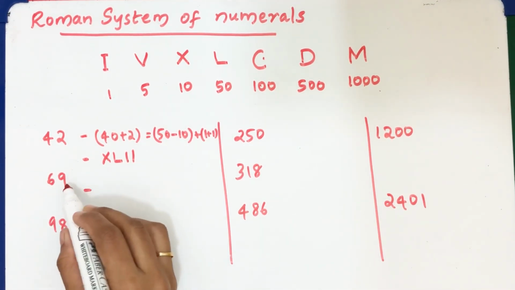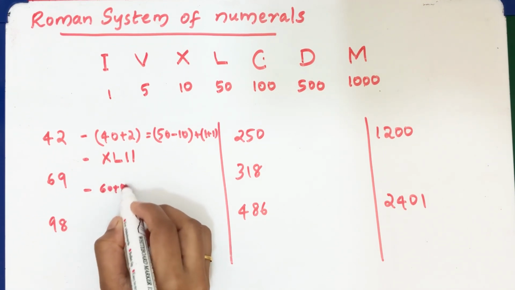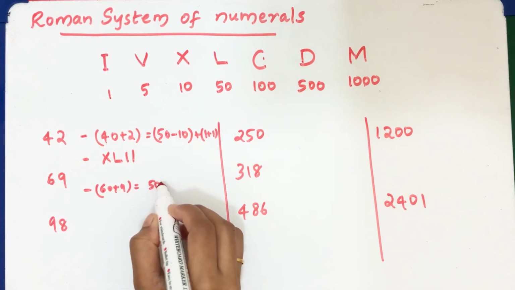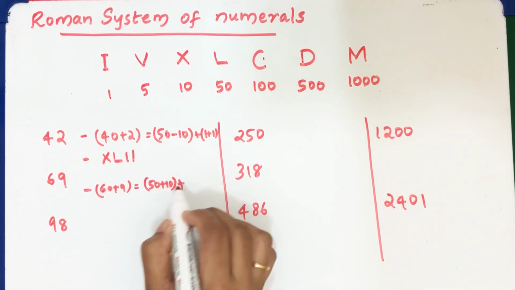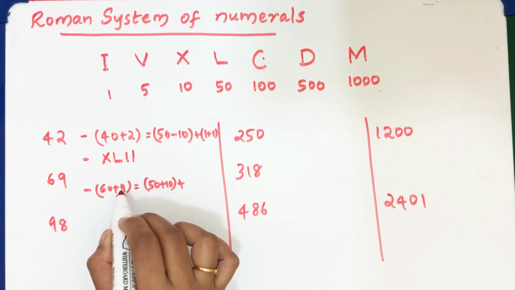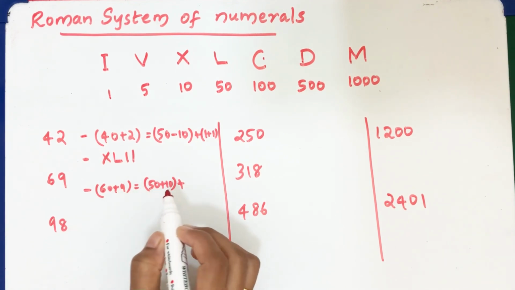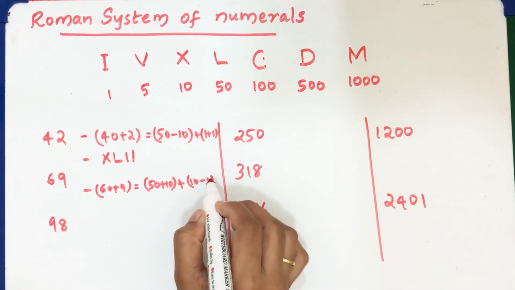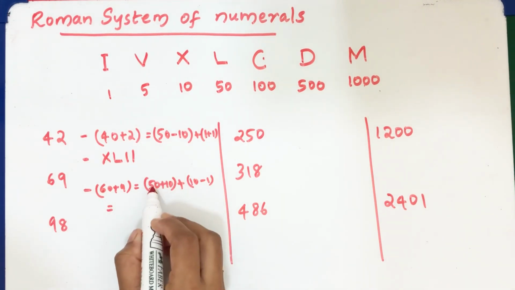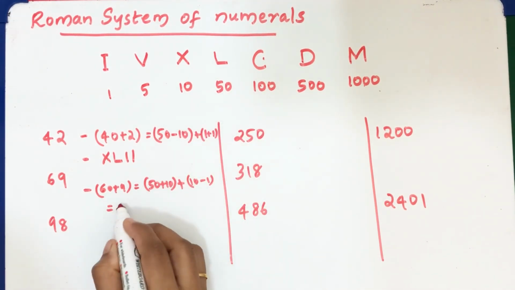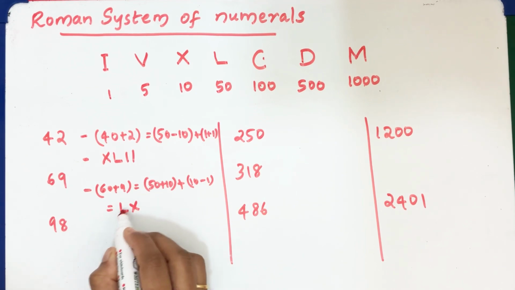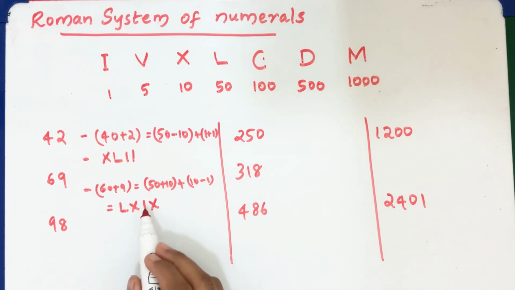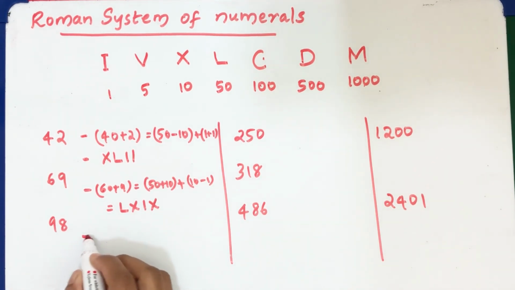Now 69. 69 is 60 plus 9. What is 60? 60 is 50 plus 10. 50 plus 10 plus 9, and 9 is 10 minus 1, or we know 9 is IX. 10 minus 1, that we need to write. This is equal to 50 is L, 10 is X. So LX, X to the right of L. 60 plus 9. 9 is IX. So this is 69.